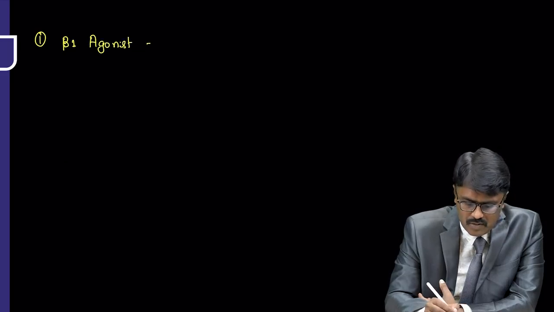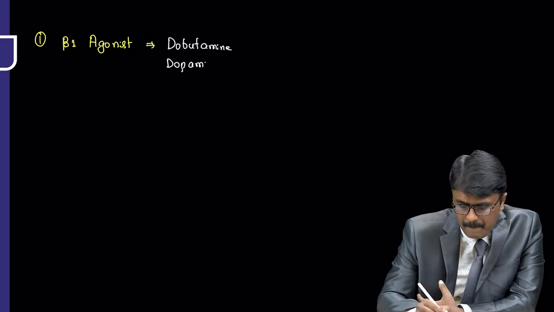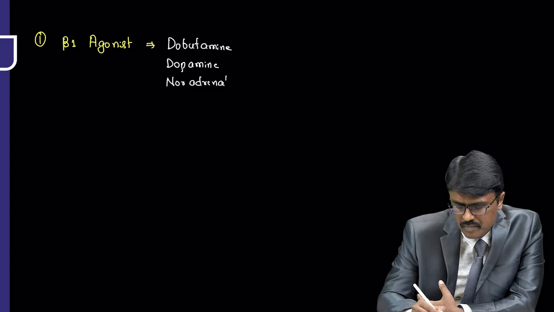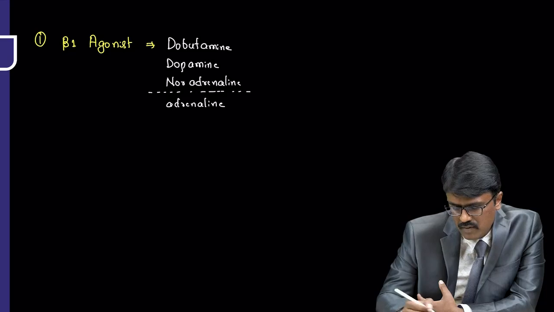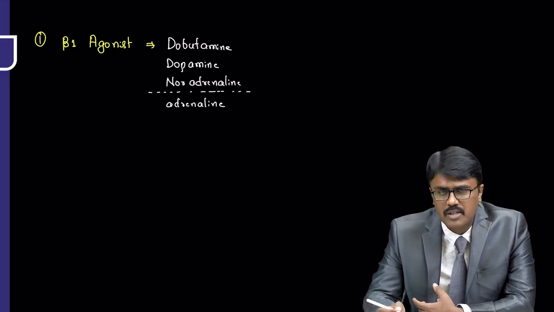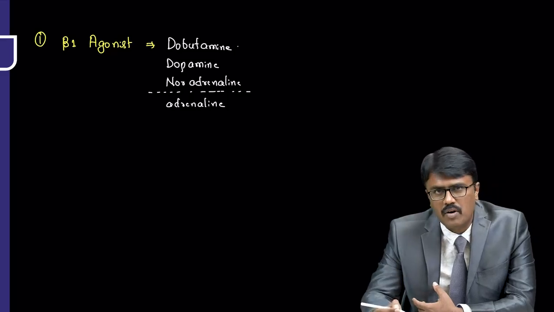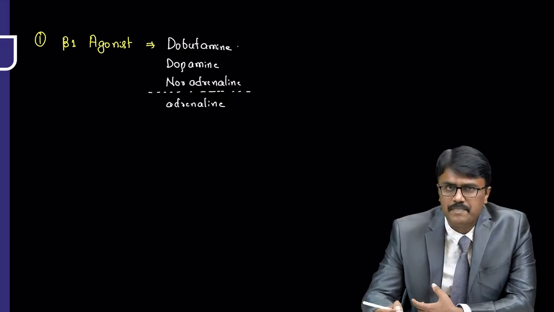So the beta 1 agonist drugs we use in acute CHF are dobutamine, dopamine, then noradrenaline, and sometimes we also use one more drug, adrenaline. So the first 3 drugs are very commonly used. Adrenaline is used in certain situations only, and they all increase the force of contraction. And we have discussed these drugs in ANS pharmacology: dobutamine, dopamine, noradrenaline, and adrenaline.